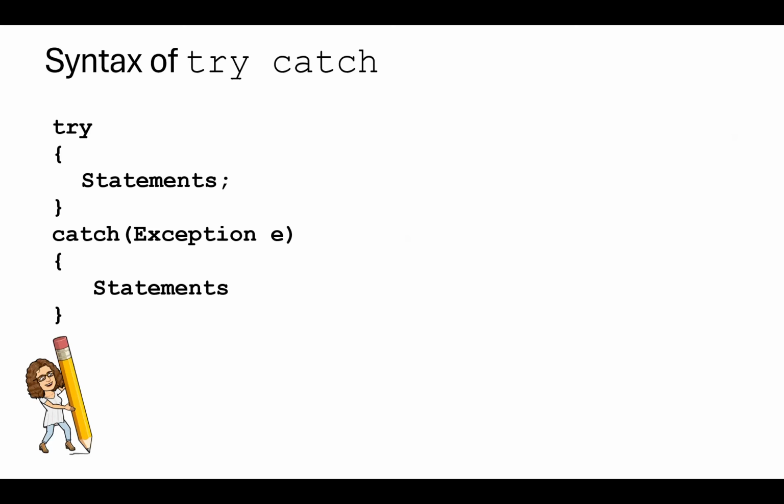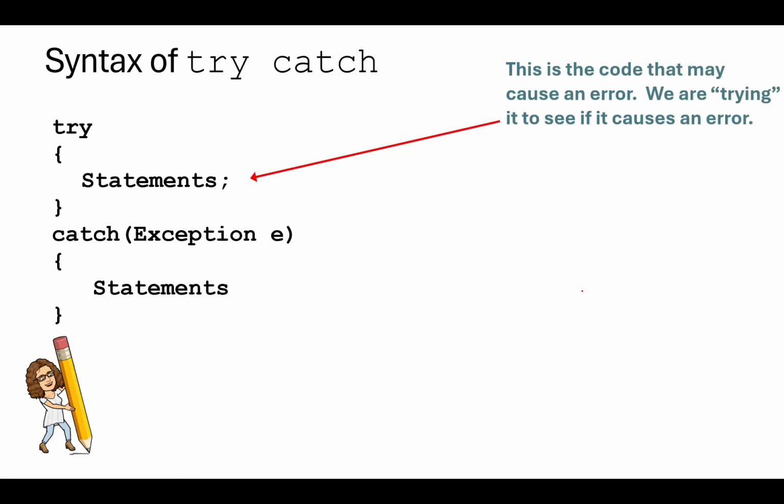So the syntax of a try catch, which is what we're looking at. You'll see the word try, and then a curly brace. You'll have some statements inside there, curly brace, and then catch (Exception e), and curly brace, some statements, curly brace. First of all, the statements inside the try are the code that may cause an error. We are trying to see if it causes an error. If it doesn't cause an error, it's just going to move past the catch and continue on its merry way, because usually there are statements below the catch that are happening.